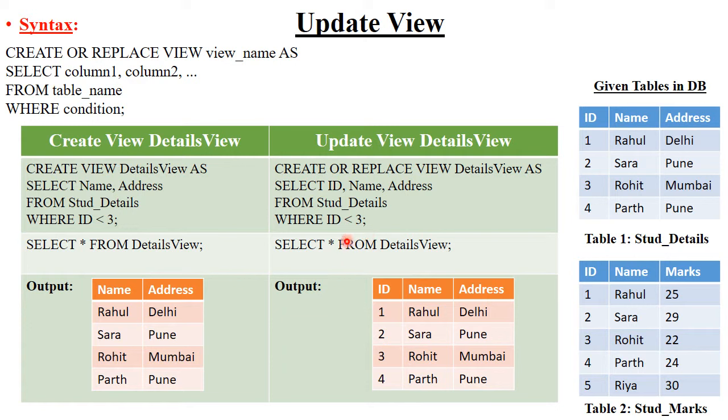So after executing this query, select star from details view. So this particular output will be generated. Means first there is a name and address only, and after updating you add the ID column. Now the output is ID, name and address, right? So for updating purpose we use create or replace this word, right? And remaining syntax as it is.